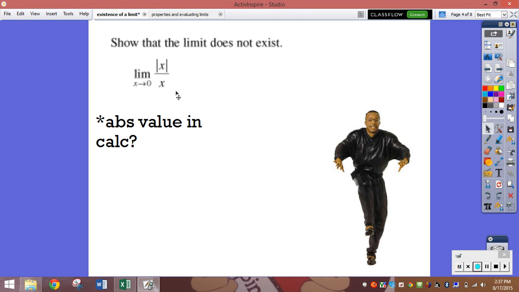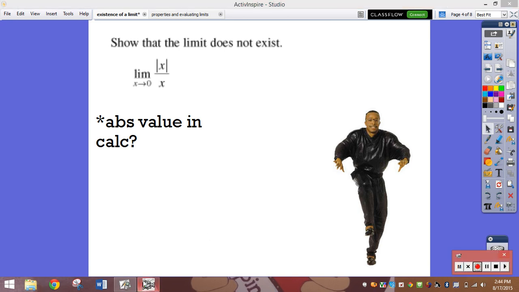So first, let's look at the limit as x approaches 0 of the absolute value of x over x. This is a very popular problem when it comes to AP Calculus with the exam and practice problems, so it's really good to start recognizing it. It also gives us an opportunity to review how to find absolute value in our calculator. So we're going to graph the absolute value of x over x in our calculator and show that the limit does not exist.